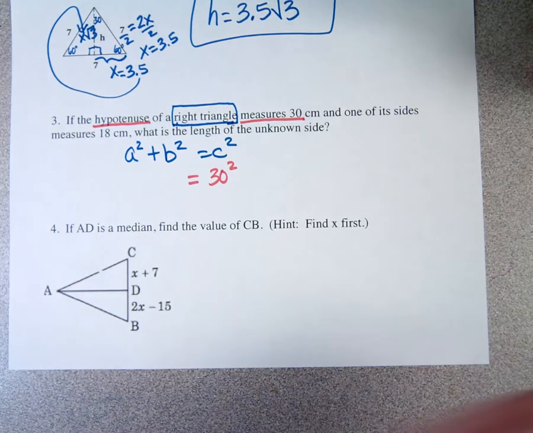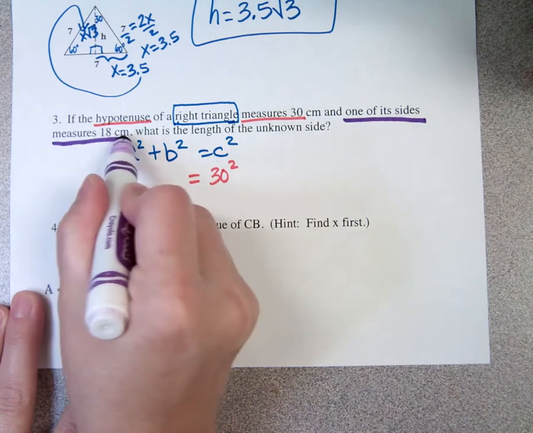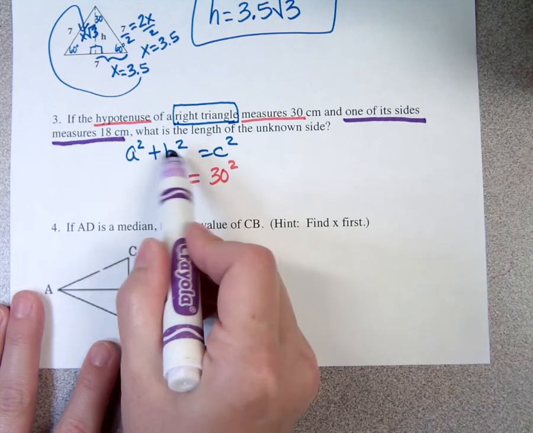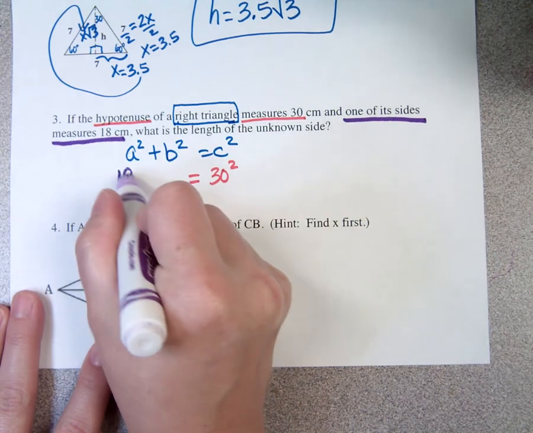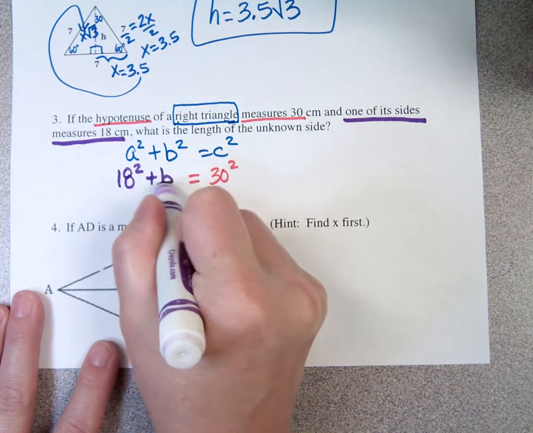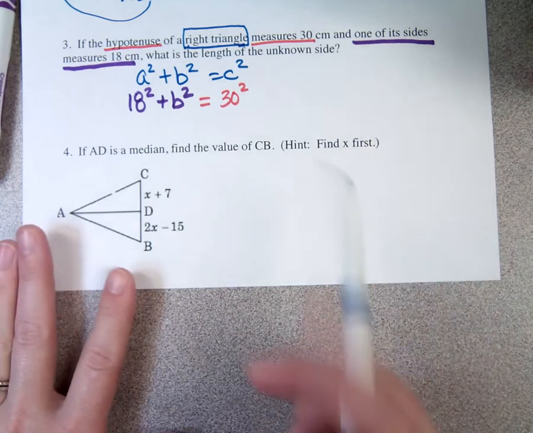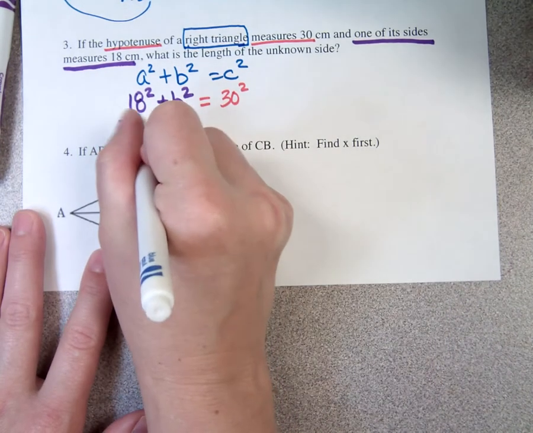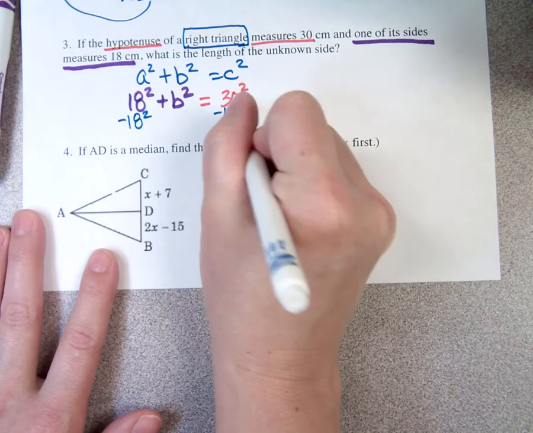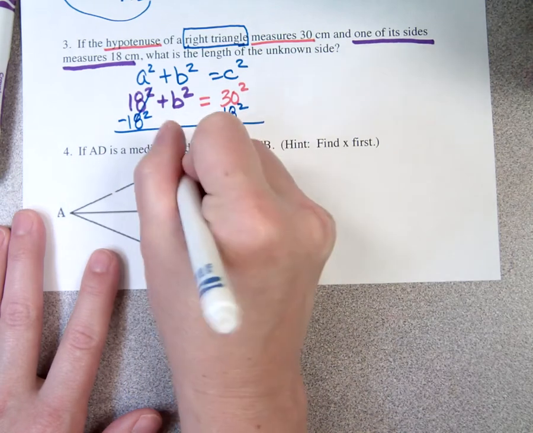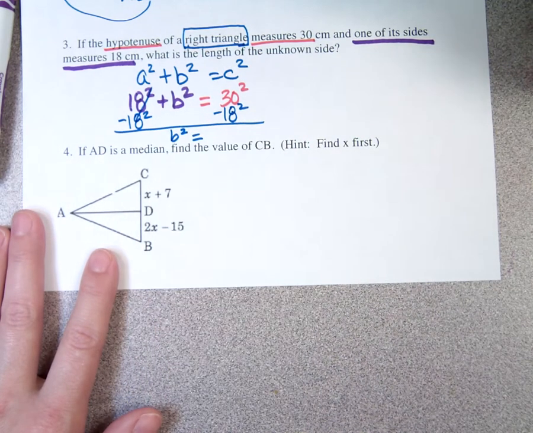And then it says that one of the sides measures 18. So it doesn't matter if the a is an 18 or if the b is an 18. I'm just going to put an 18 where the a is. And then I need to solve this equation for b. So, to get b by itself, the first thing I'm going to do is subtract the 18 squared. And then the b squared is going to drop. The equals is going to drop.